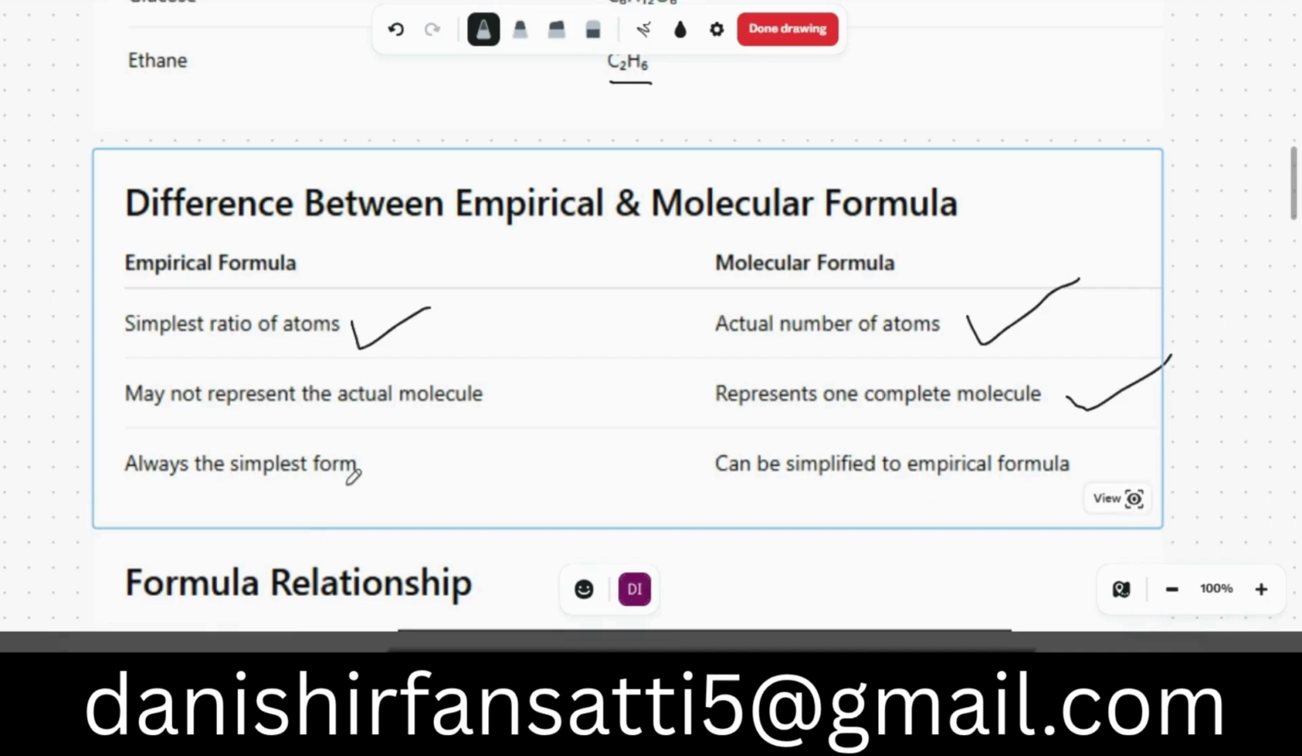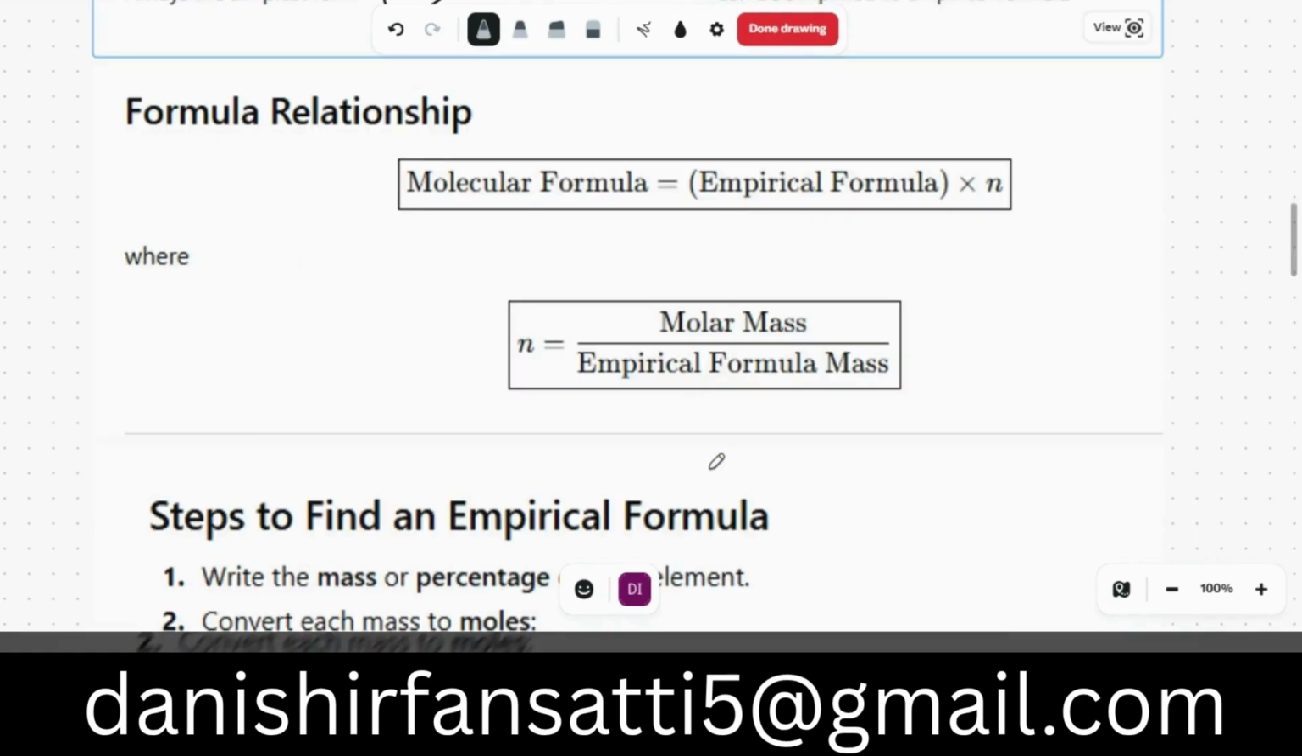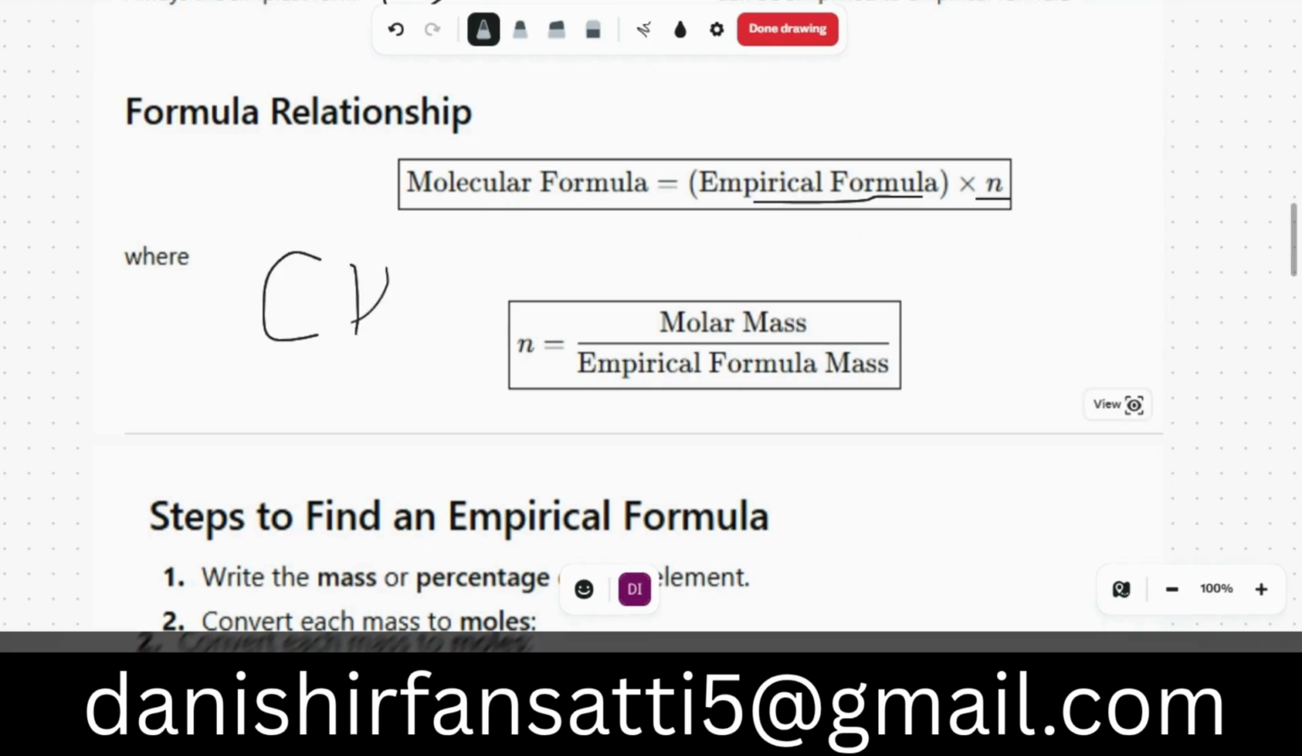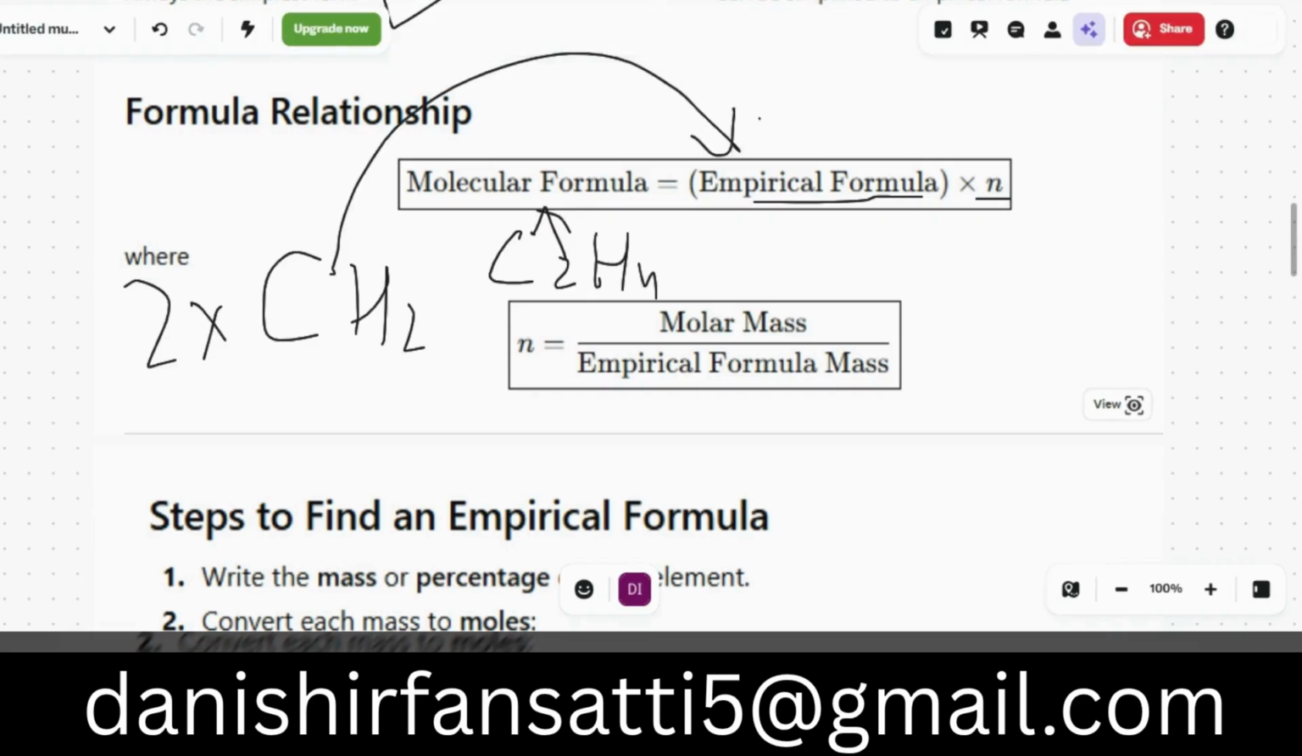Always a simplest form can be simplified to empirical formula. Okay, so formula relationship. Molecular formula is equal to empirical formula into n. Okay, so n is the value that we take common. For example, that is CH2. Okay, and if n is 2, that will become C2H4. That will become molecular formula, and that is the empirical formula of that compound.